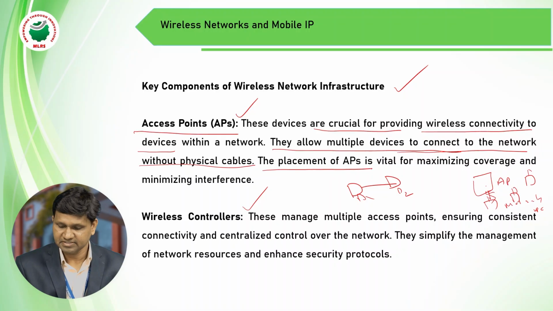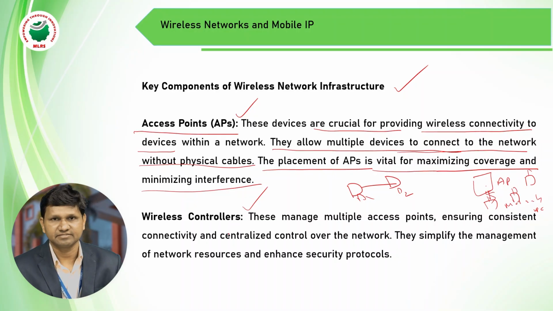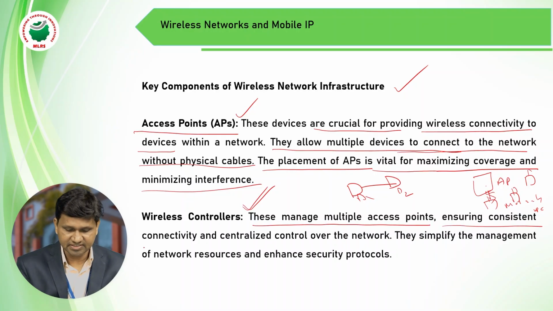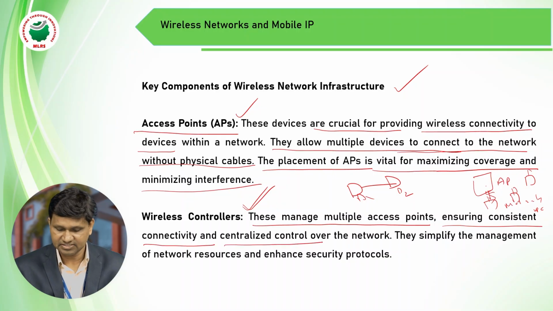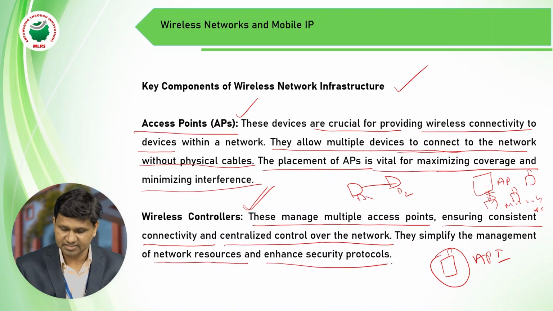The placement of APs plays a vital role in maximizing coverage and minimizing interference. Next one is wireless controllers. These manage multiple access points, ensuring consistent connectivity and centralized control over the network. Suppose I have an access point. If you want to control these APs, we need wireless controllers. They simplify the management of network resources and enhance security.